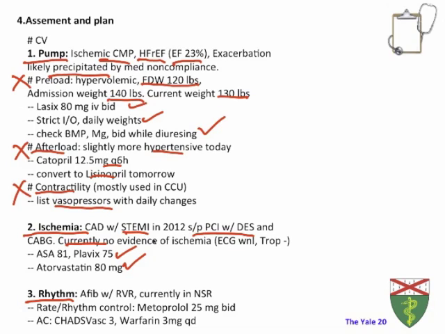And for rhythm, want to make sure this patient is not in AFib with RVR, and you want to mention a good plan for rate and rhythm control, as well as anticoagulation if the patient is in AFib. And we're going to talk a lot about that in the atrial fibrillation topic. So remember, divide your topic into pump, ischemia, and rhythm. And that's how you're going to present it to the medical team during rounds as well.